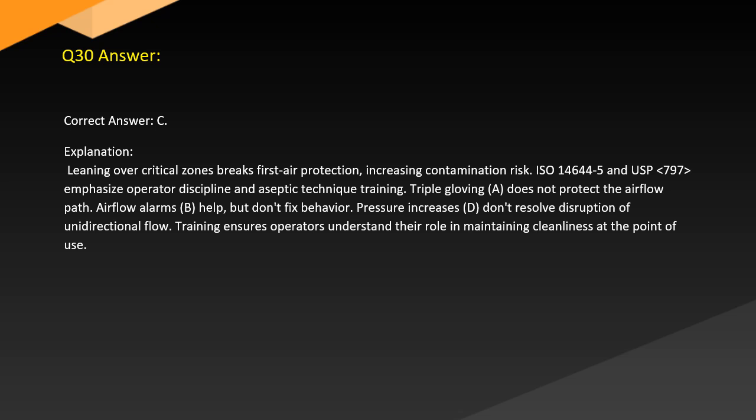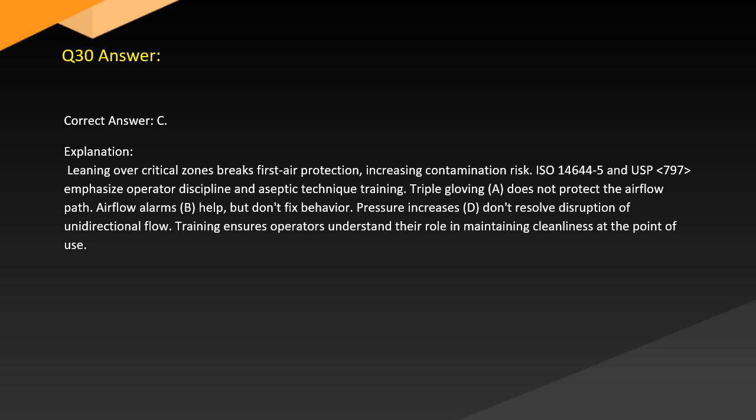Answer. Correct answer: C. Explanation. Leaning over critical zones breaks first air protection, increasing contamination risk. ISO 14644-5 and USP emphasize operator discipline and aseptic technique training.